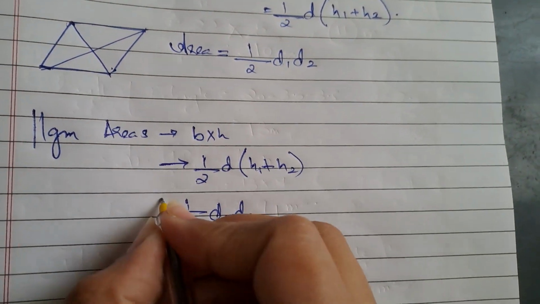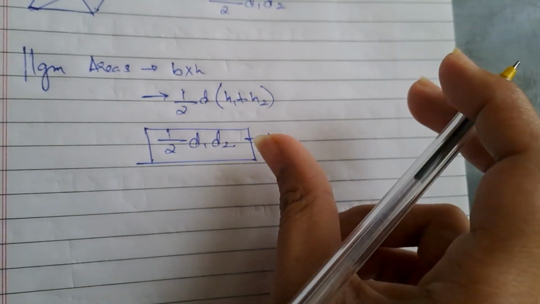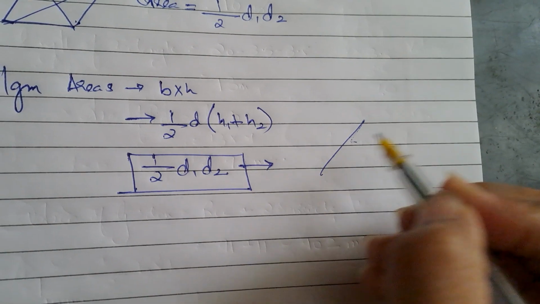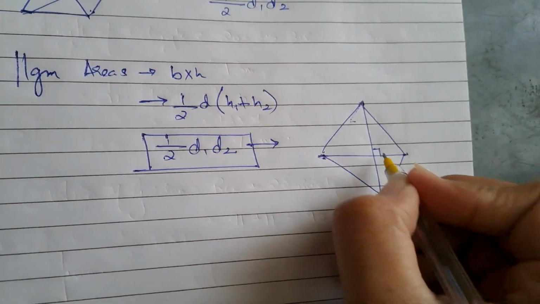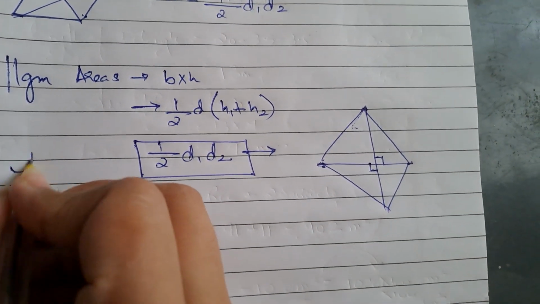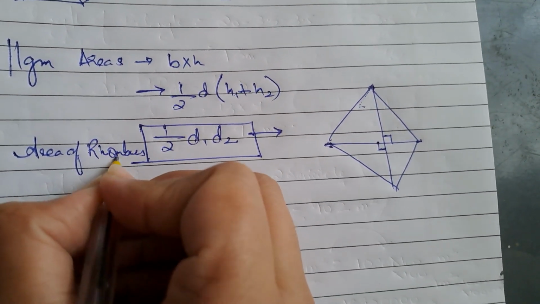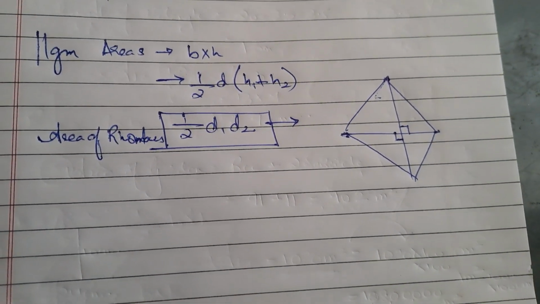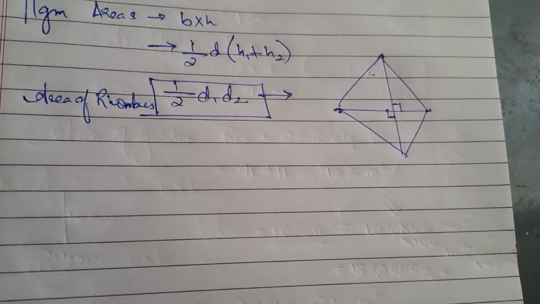Okay, now these formulas will also apply for a rhombus, because a rhombus is also a parallelogram, wherein the diagonals are going to bisect at 90 degrees. This is what a rhombus is, and the diagonals are cutting each other at an angle of 90 degrees. So this is the area of a rhombus also. Understand?